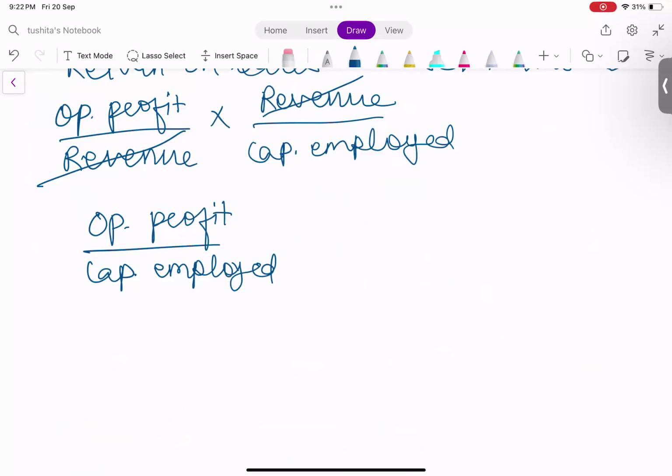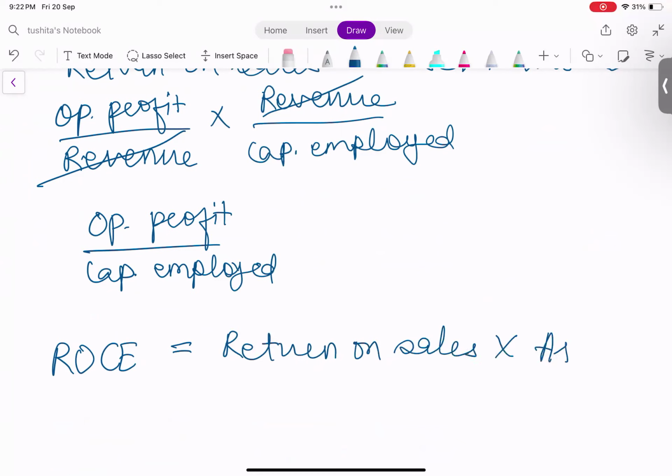Hence, we arrive at this relationship: ROCE is return on sales multiplied by asset turnover. This might be asked in questions. They could give you two and ask you to find the third one, so this is how you can use this relationship to find it out.